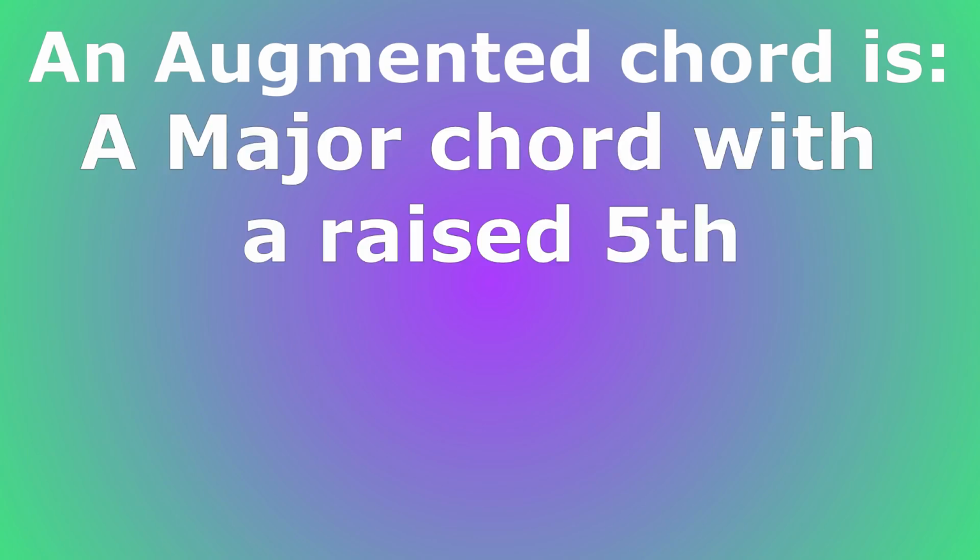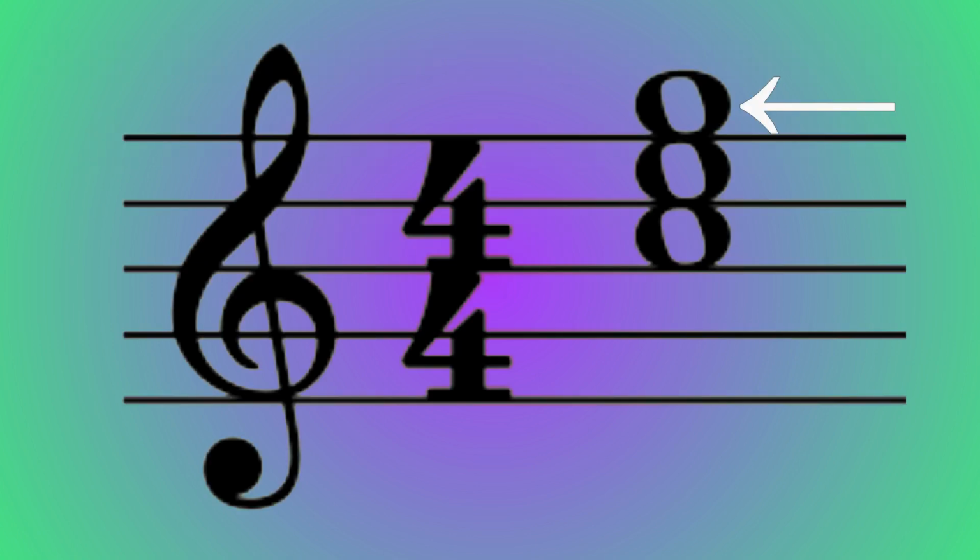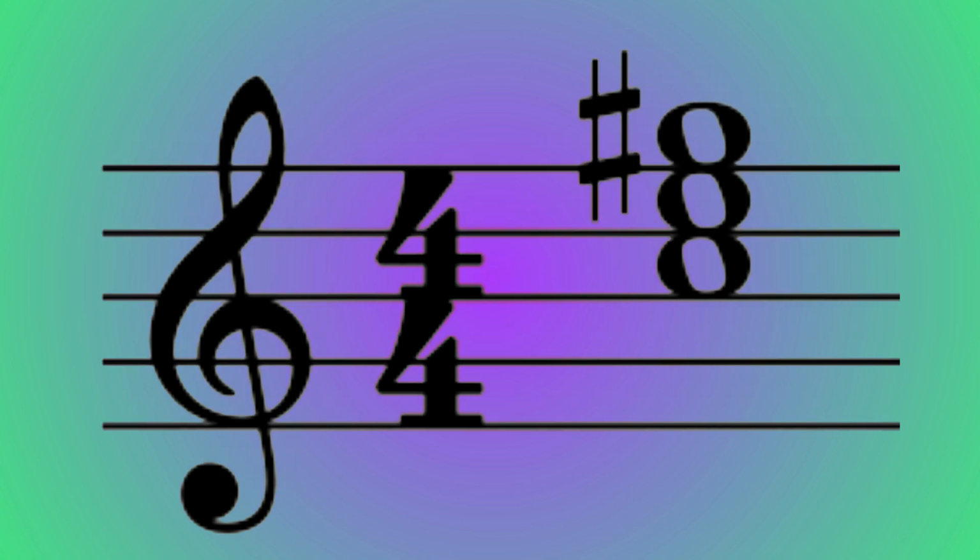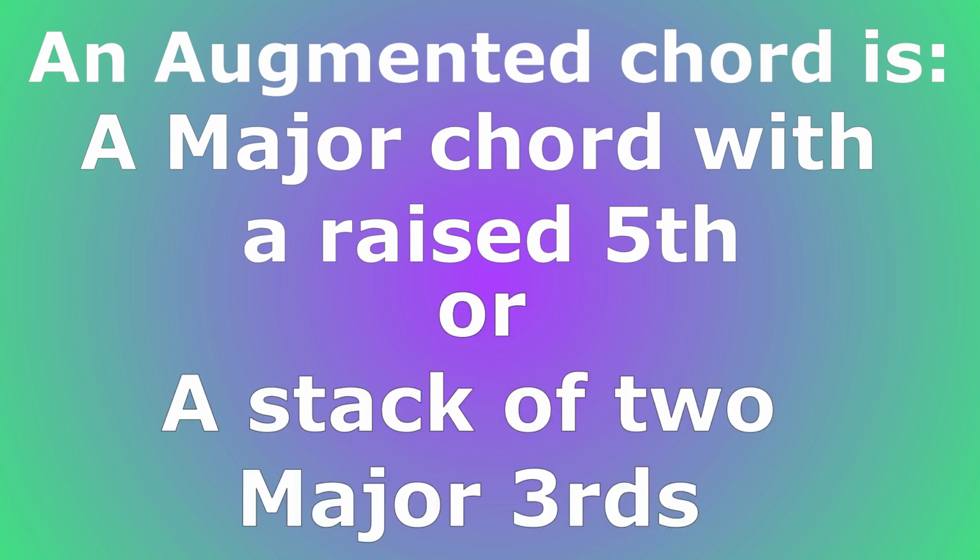An augmented chord is a major chord that has its fifth raised by a half step. So if we take C major and raise the fifth, which is G, by 1 half step to G sharp, we get C augmented. You can also think of an augmented chord as a stack of 2 major thirds.